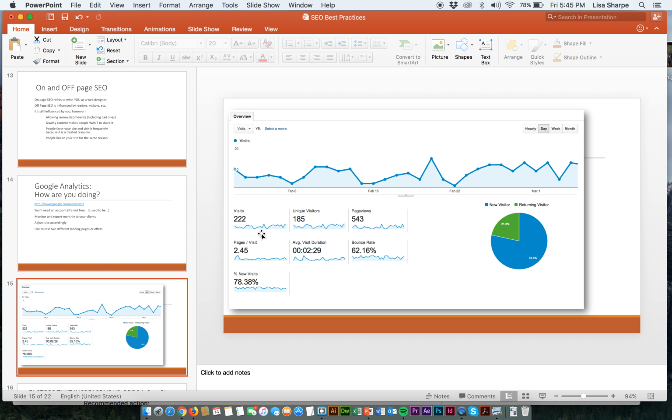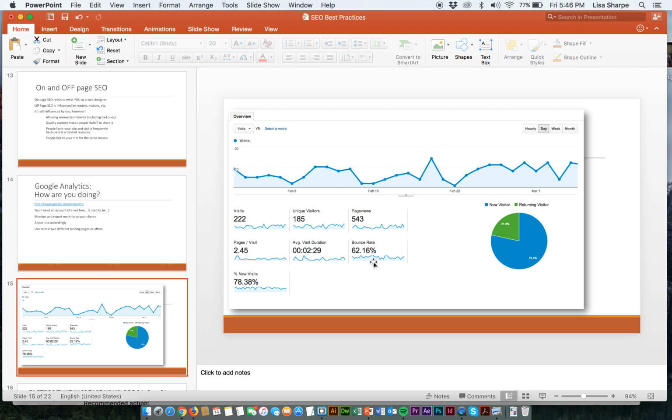Well, there were 222 visits by 185 unique people. So people came more than once. And those people viewed 543 pages. So that's good news, right? That's pretty good. They looked at an average of 2.5 pages, and now we come to the not so good news. Their average time on each page was only 2 minutes and 29 seconds. So that means they're not reading.